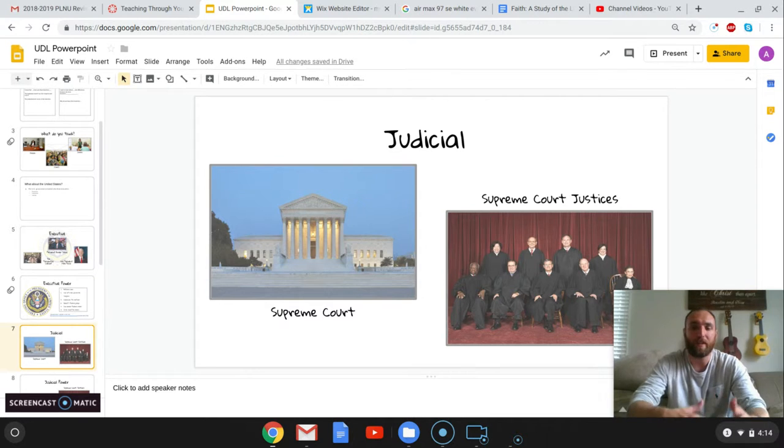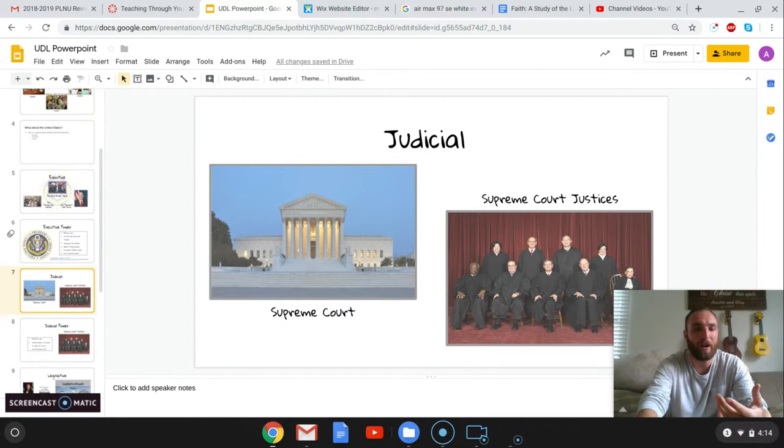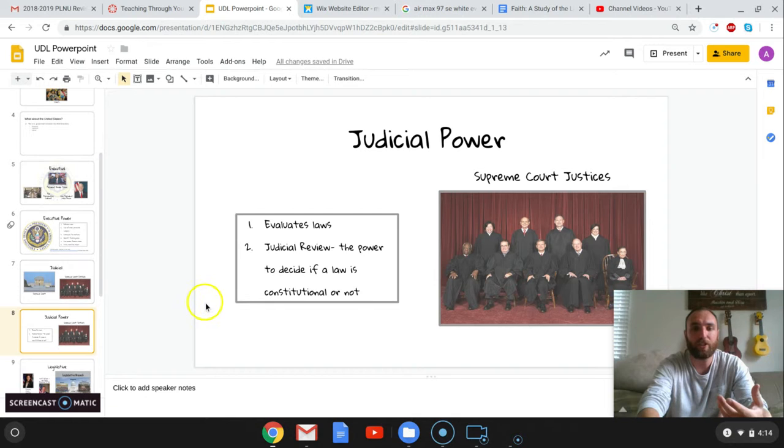And so you can remember that it's made up of justices, and they have certain powers as well in their branch. And they really have less than the other branches, but one is to evaluate the law. And so they evaluate whether laws are constitutional, or they follow what's outlined in the Constitution of the United States. And then two, they have what's called judicial review, which is the power to decide if a law is constitutional or not, which is what we're kind of talking about. Essentially their job is to make sure that people are following that guideline of the Constitution, that the executive branch and the legislative branch are following those guidelines.